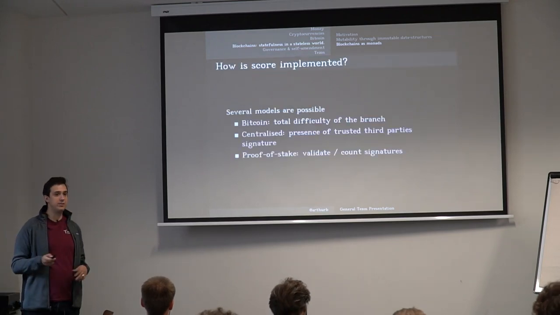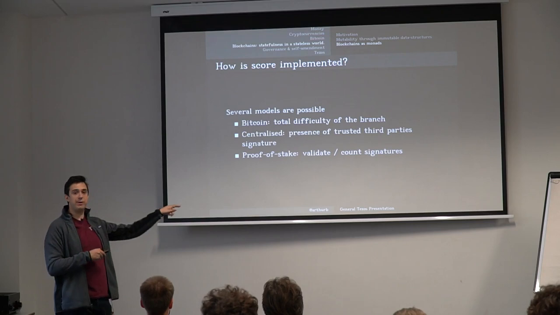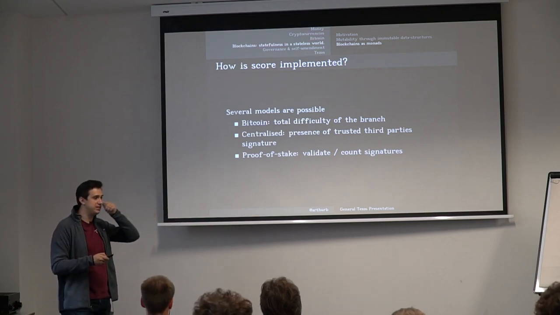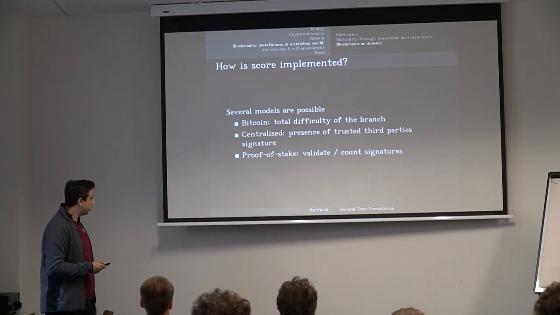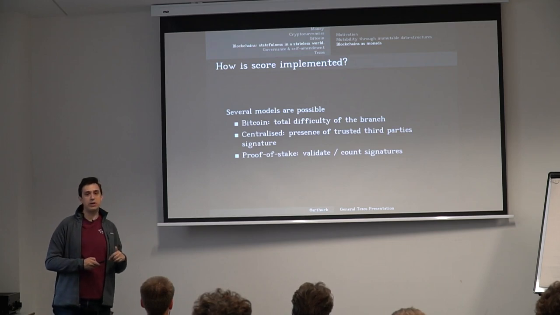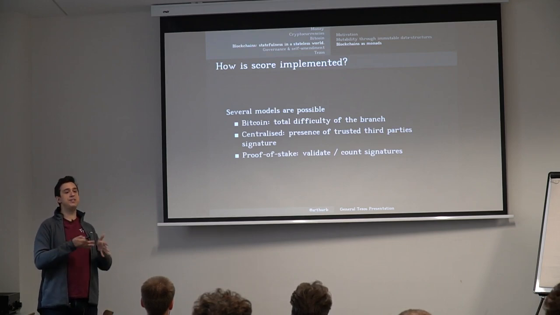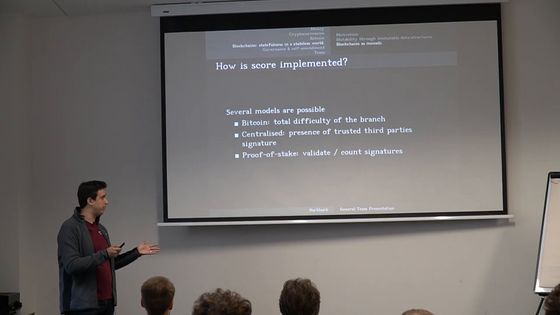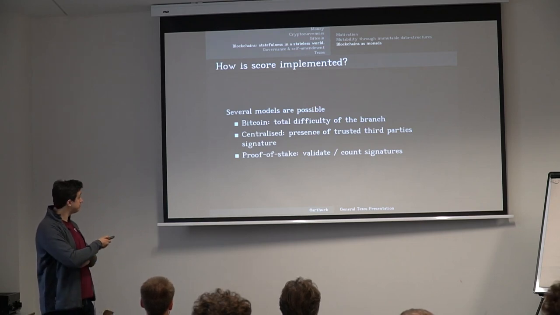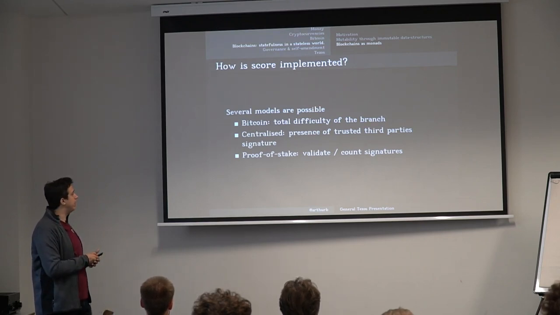You could be centralized. You could have a central party say, that's the right branch. They will sign the branch and say, that's the one. Or you could have something like proof of stake, where you count the number of signatures that you can have in a certain branch, or the length of the branch. So there are different methods of implementing score.